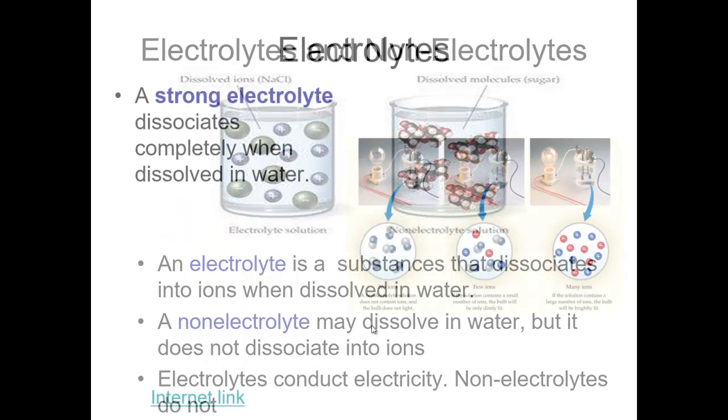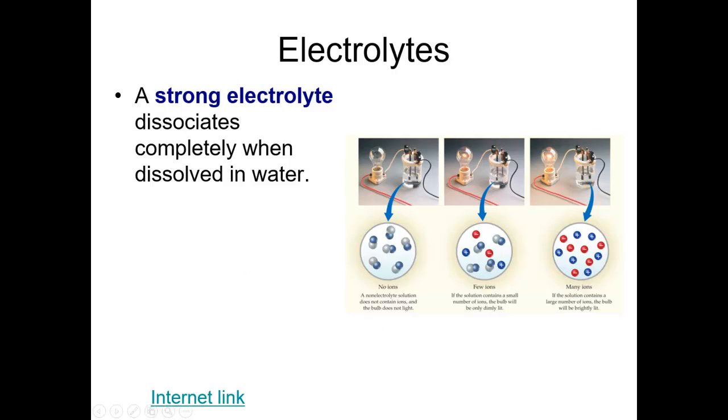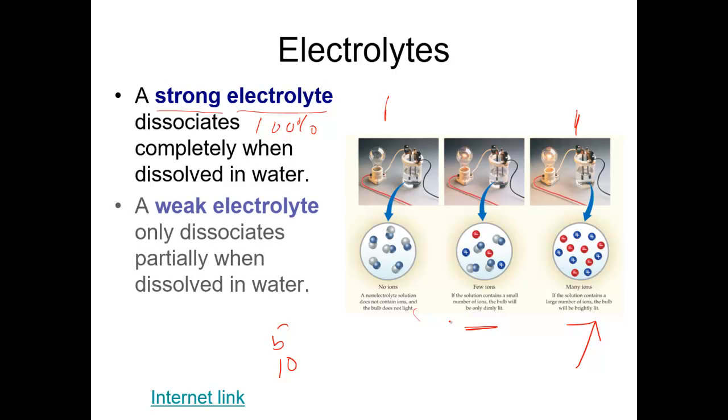Okay, so let's take a look at what all that means. If I have a strong electrolyte, which means it comes apart into ions completely, 100%, I get a very bright light. I conduct the most electricity, okay? If I don't have any ions, I have a non-electrolyte. If I have something that only partially ionizes, let's say 5%, 10%, I have a weak electrolyte that conducts electricity, but not as much as a strong electrolyte. Okay, so a weak electrolyte dissolves partially.